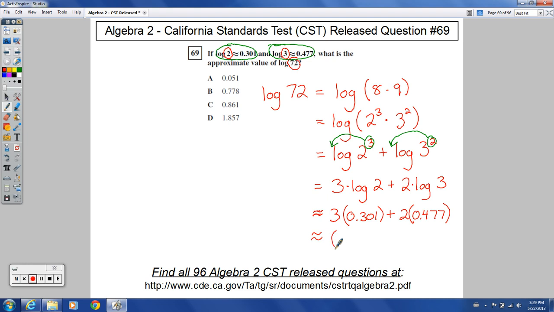You've got this times this. I don't really need parentheses there. So this is going to be 0.602 plus, and then 477 times 2. Let's see, why don't I do this one off to the side? I'm just afraid I'm going to make a mental math mistake here. I'm doing all this without a calculator, remember, just like we have to do on CSTs, like you might have to do on a final exam for an Algebra 2 class. We should know how to do these things without calculators.